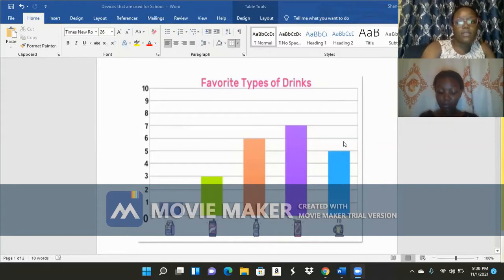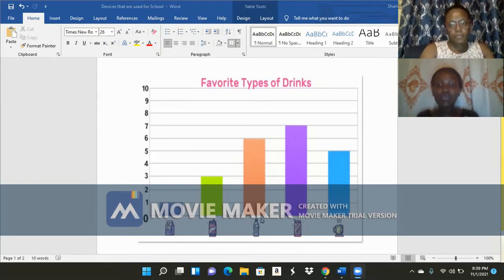Now we can use the bar chart to collect data. So if you want to know how many persons in your class like banana, grape, apple, strawberry, you could use a bar chart to collect that information. But today, we're going to use the bar chart to collect information on some of the devices that you use for school. So some of us may be using our parents' phone or tablets, desktops, or laptop.